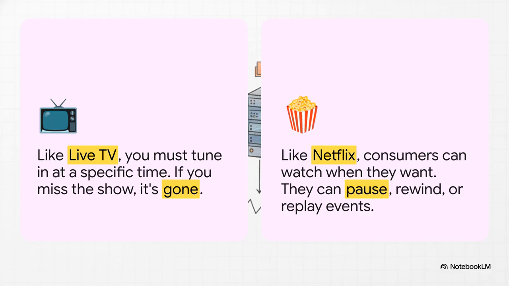A traditional message queue, that's like live TV. If you're not sitting on the couch right when your show is on, well, you missed it. It's gone forever. Kafka, on the other hand, Kafka is like Netflix for your data. You can watch the stream of data whenever you want. You can pause it, you can rewind it, you can even have a brand new service come online and re-watch the entire history of events from the very beginning.